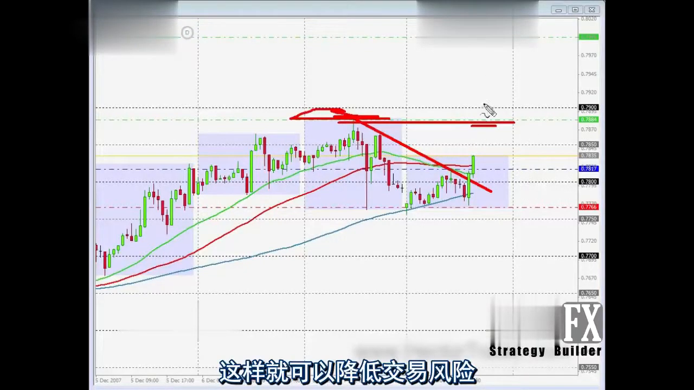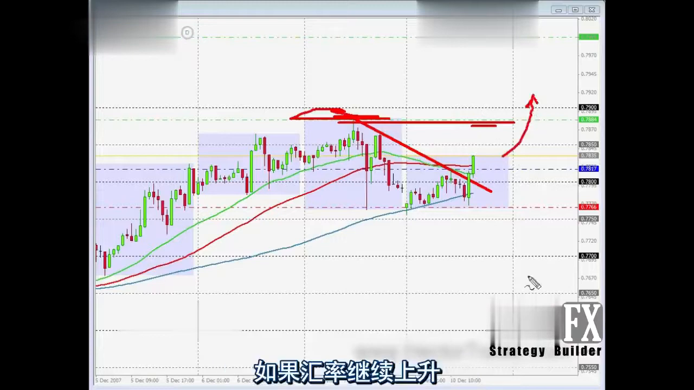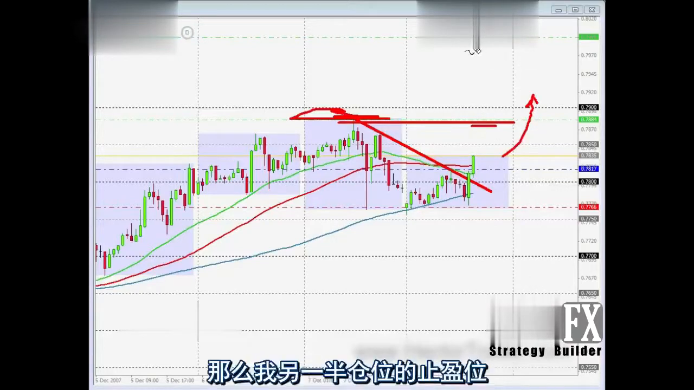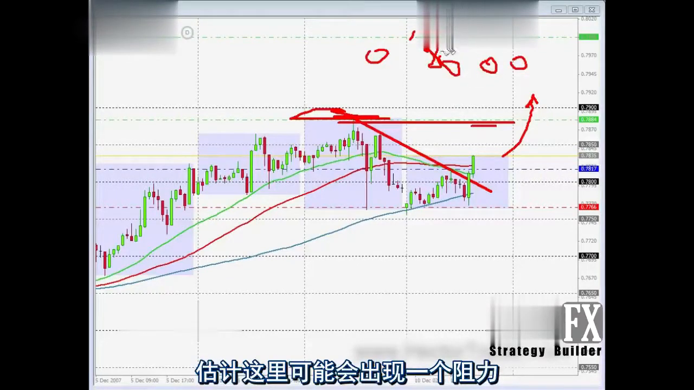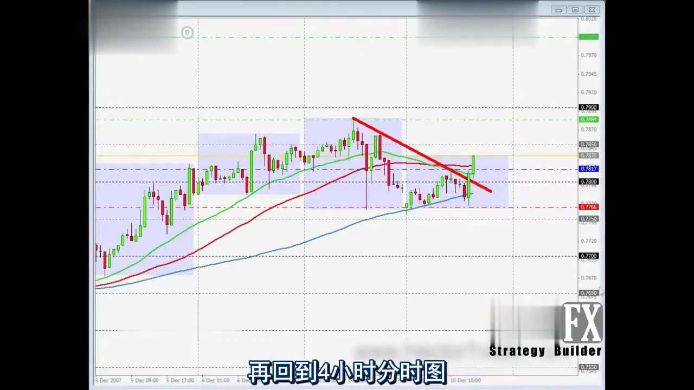And from that, if the trend is to continue, I'm going to take my second part of the trade right before hitting the 0.8000 round number, just in case we find temporary resistance at that very round number level.